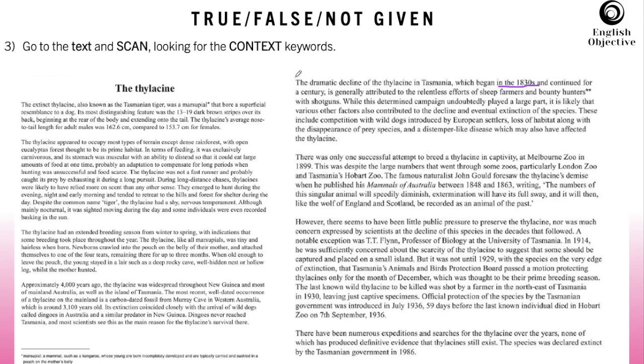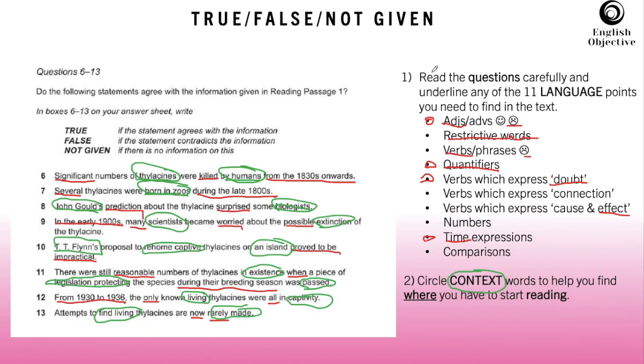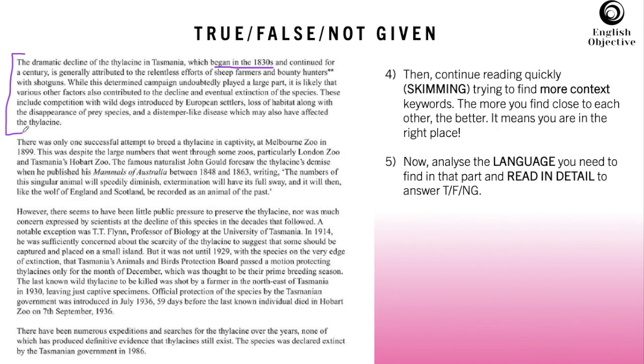read this paragraph and try to find more context keywords to see if I'm in the right place. So they're speaking about numbers of thylacines killed by humans. Dramatic decline. Okay, so if I read the paragraph carefully, I could notice that I have decline of the thylacine in Tasmania. So that would be the number of the animals, and it's a dramatic decline.